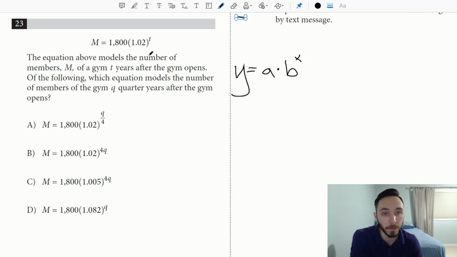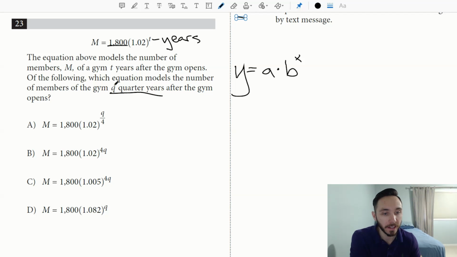So here we have the equation above models the number of members, m, of a gym, t years after the gym opens. Okay, so here this gym just happens to start at 1,800 members. That's a lot. And it goes up by a factor of 1.02 every year. This is 2% growth every year. So that's good to know. Of the following, which equation models the number of members of the gym, Q, quarter years after the gym opens? Whoa. Okay, so they give you this model. We're just converting T, which represents years here, to Q, which represents quarter years.